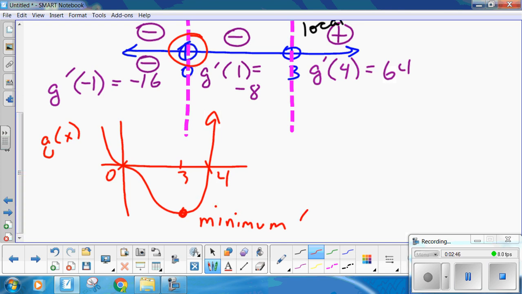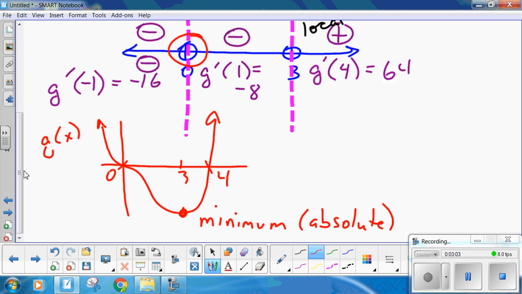Now this happens to be an absolute minimum because it's a quartic, it's going up, it's not going to come down again. This is the lowest possible value. It's the only critical value it has where it changes sign.